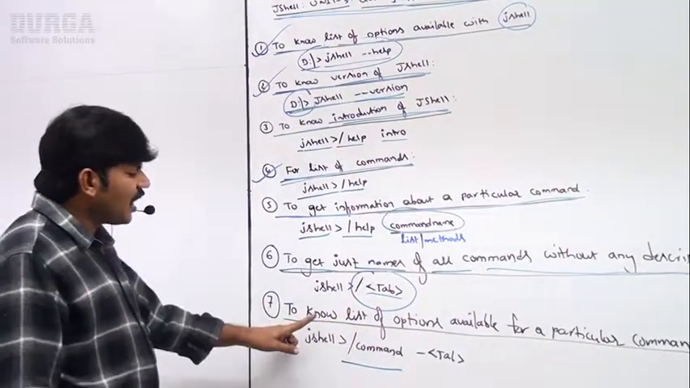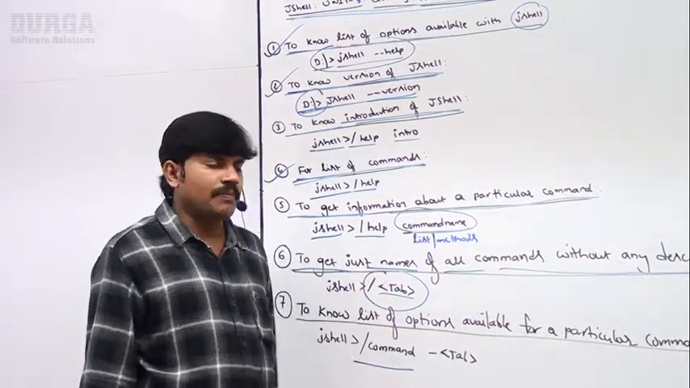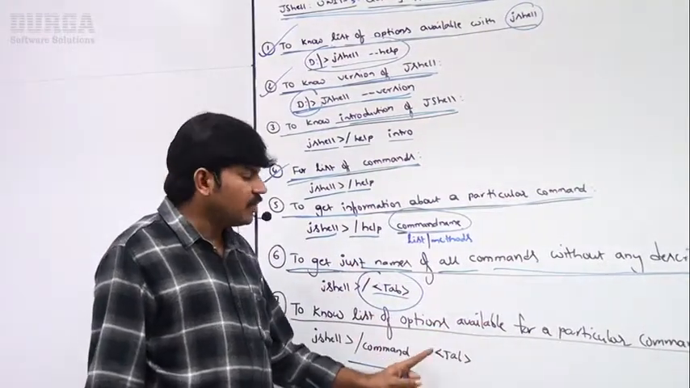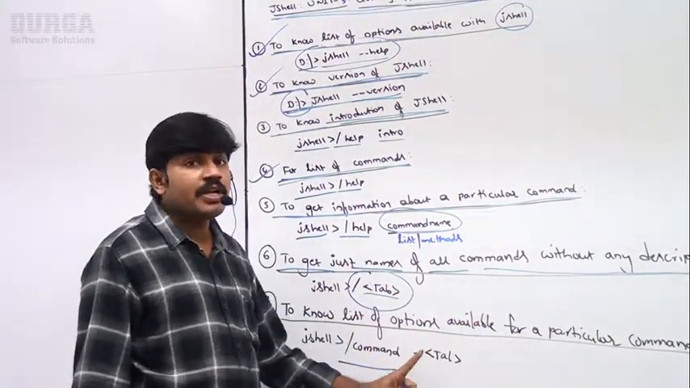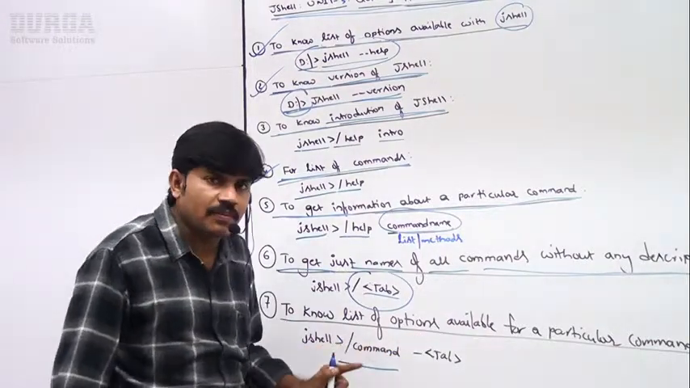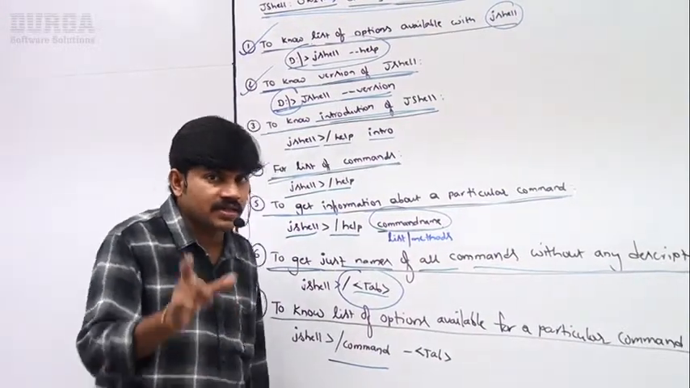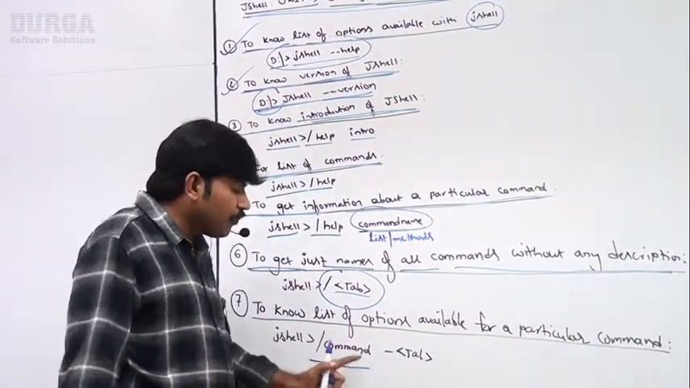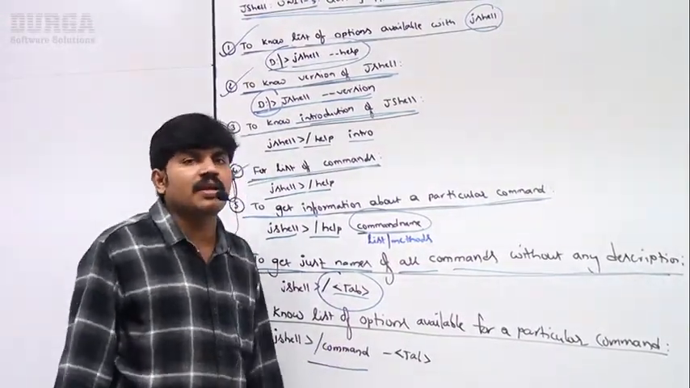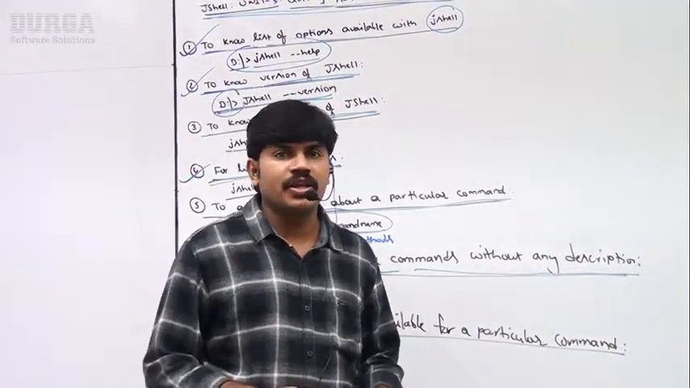Next, sir, I want to know which options are available for a particular command. Slash command name, hyphen, tab key. Then you will get which options you are allowed to use with this particular command. If you press tab again, now you will get a synopsis of that command. If you press tab again, now you will get complete information, the complete documentation of that particular command. Are you able to understand, right?